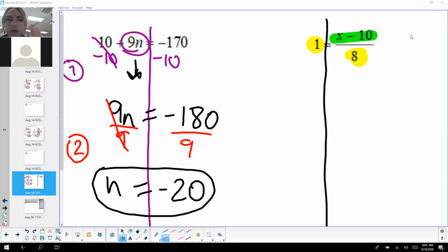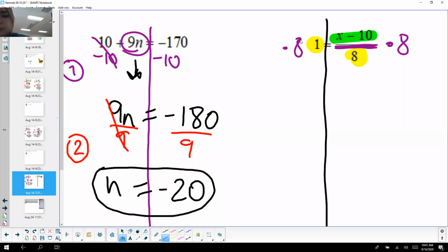All right, going back to the second problem, I've got 1 equals x minus 10 divided by 8. Again, I need to get rid of this divided by 8. This bar right here represents division, so I'm going to use the opposite of division. I'm going to multiply both sides by 8. That's going to cancel. I'm going to be left with x minus 10 equals 8 times 1, or 1 times 8. Sorry, I know I wrote that backwards.